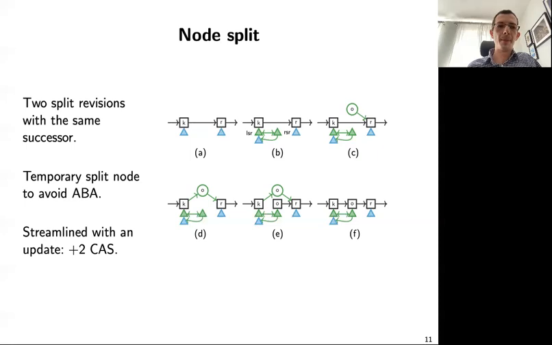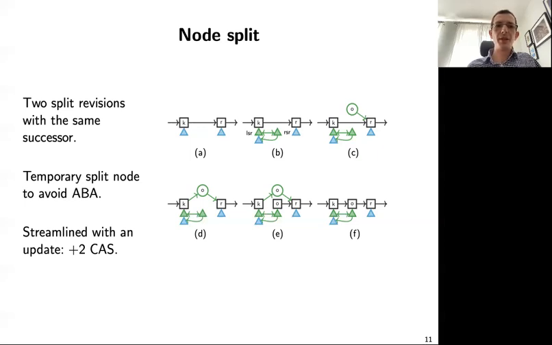We use compare and swap to add the left split revision to the revision list under node K, as in figure B. In the next step, instead of creating a regular node O, we create a special node depicted with a green circle, which we call a temporary split node. As I will explain in a minute, this is necessary to avoid an ABA problem. Once the temporary split node is created, we can use compare and swap to swing a reference from node K to node R to the temporary split node.